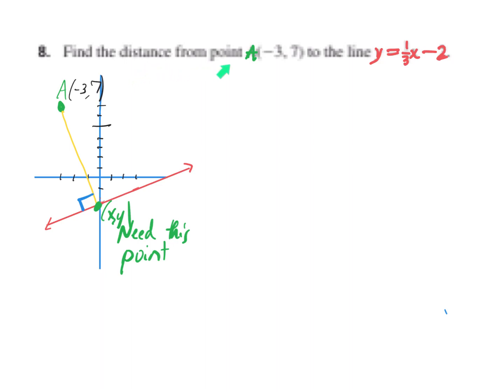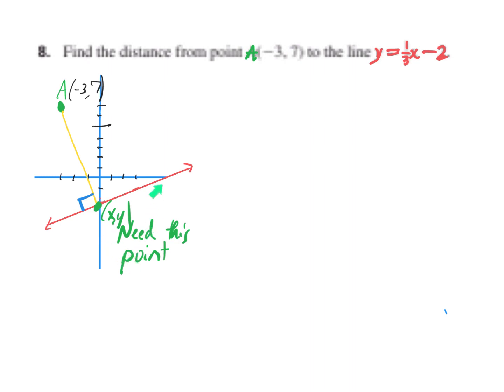To find the distance from A to the red line, we need to know that it's the shortest distance, which would be the length of the segment that's perpendicular. But to find the distance, we'll use the distance formula for the point negative 3, 7, and whatever this point is. We need to know what that point is. How do we find it?